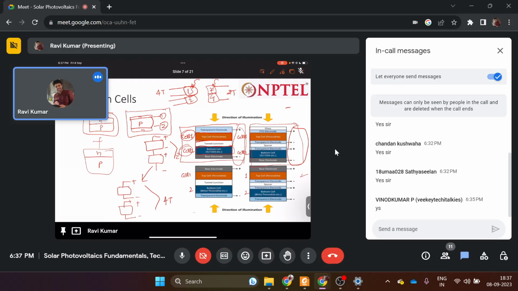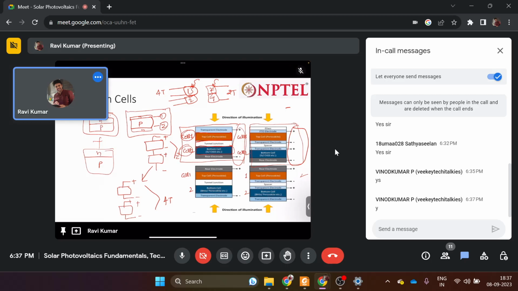Understood? Yes, no? Okay. So this is all about the tandem cell. Now there is a tandem configuration. In what configuration can we have these tandem cells?